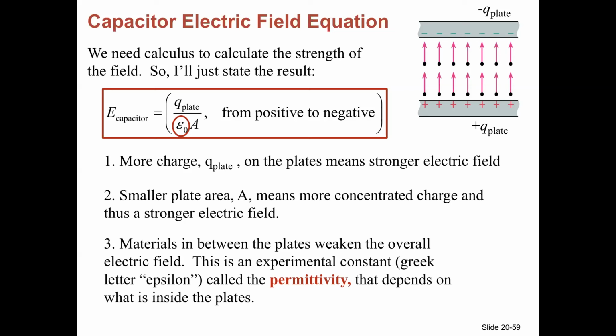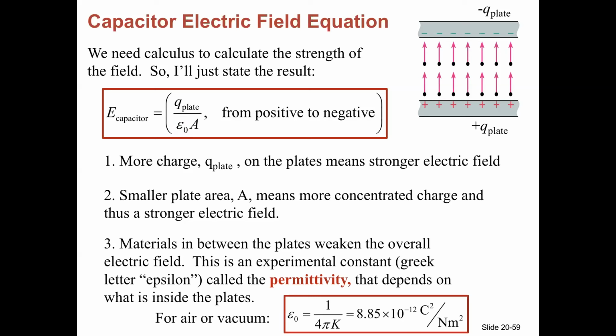For most of our problems, we're just going to be using the permittivity of vacuum or of air. So I'm going to give you that number here. In SI units, it's 8.85 times 10 to the minus 12, and the units are coulomb squared per newton meter squared, so that we get units of electric field on the other side of this equation.